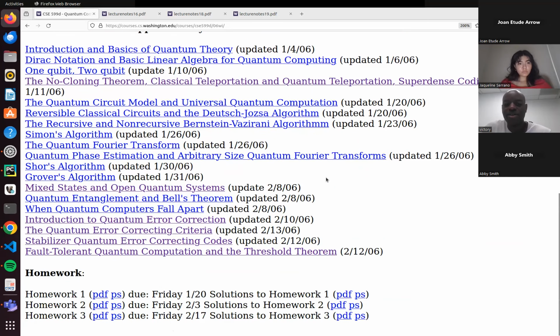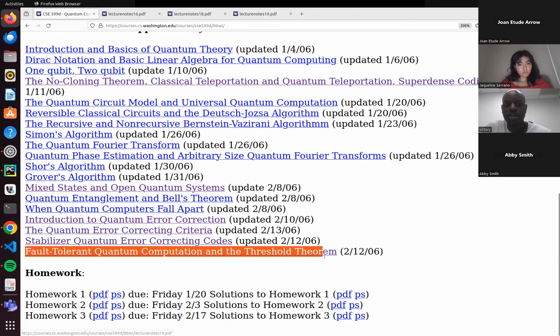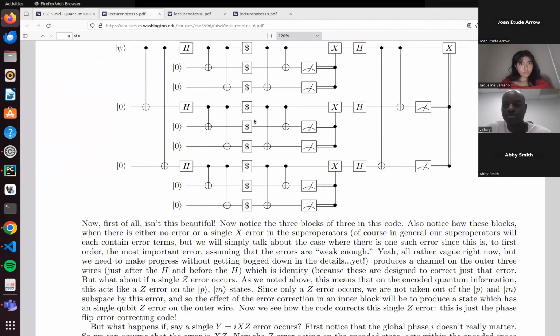But the ones that I think are important for this hackathon are introduction to error correction, stabilizer quantum error correction, correcting codes, and fault tolerance and computation and the threshold theorem. They're math heavy, but you don't need to really understand most of it. You just need to understand the basics, which I'll explain right now. So we'll start with this introduction to error correction, which is lecture note 16 here.